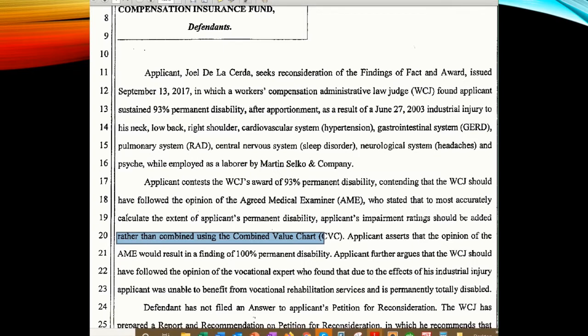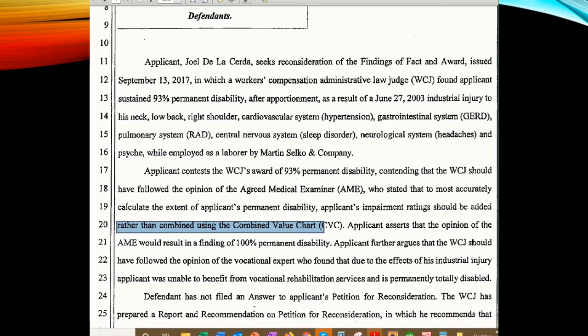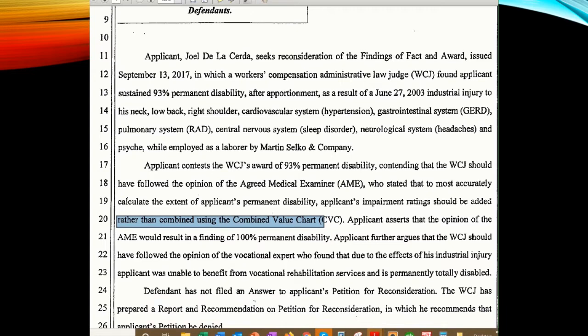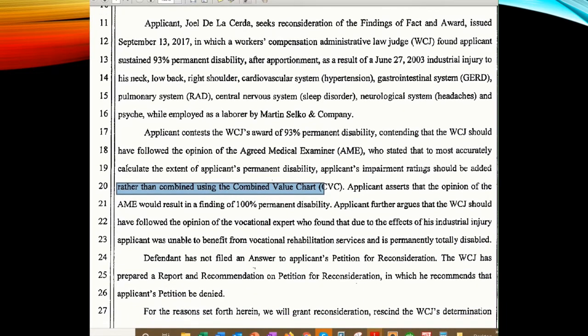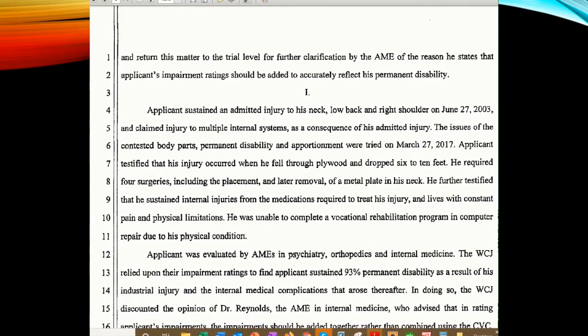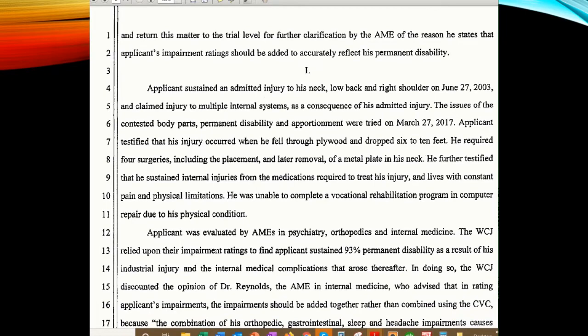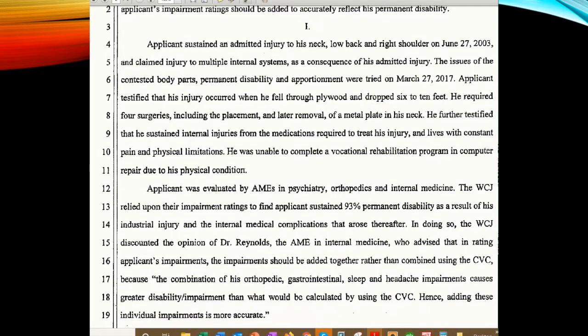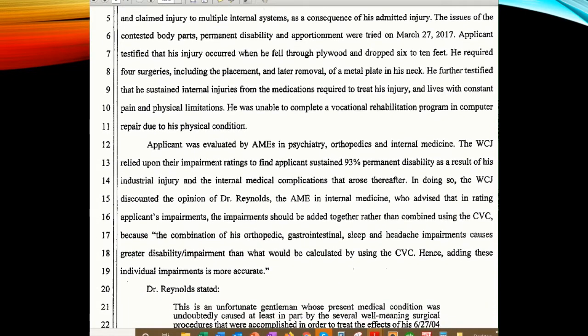Applicant asserts that the opinion of the AME, if the impairment ratings were added, would result in a finding of 100% permanent disability. So the agreed medical evaluator in this case provided for an impairment rating over 100% whole person impairment by adding compared to combining the permanent impairments, and the workers' compensation judge did not accept that opinion.